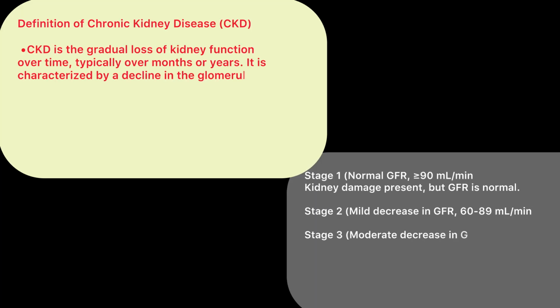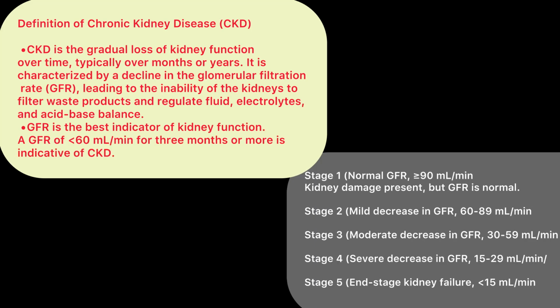Okay, the next topic is CKD, chronic kidney disease, also an important topic for the NCLEX. CKD is the gradual loss of kidney function over time, typically over months or years. The main thing to remember is GFR, which is the best indicator of kidney function. A GFR of less than 60 ml per minute for 3 months or more is indicative of CKD.